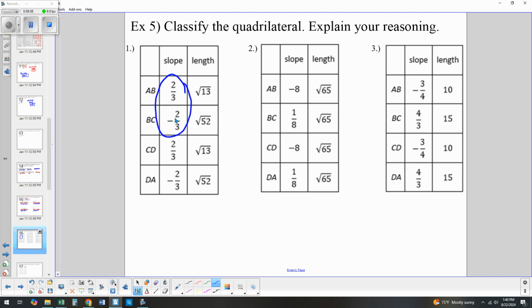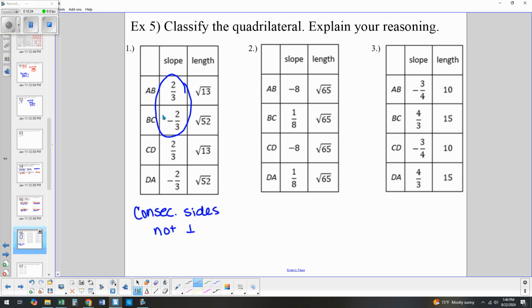Are these the opposite sign and reciprocals? They are the opposite sign, but they're not reciprocals. So we're going to say consecutive sides not perpendicular, which means I can already eliminate the square and the rectangle because those were the ones that did have right angles. So now it's either going to be a parallelogram or a rhombus.